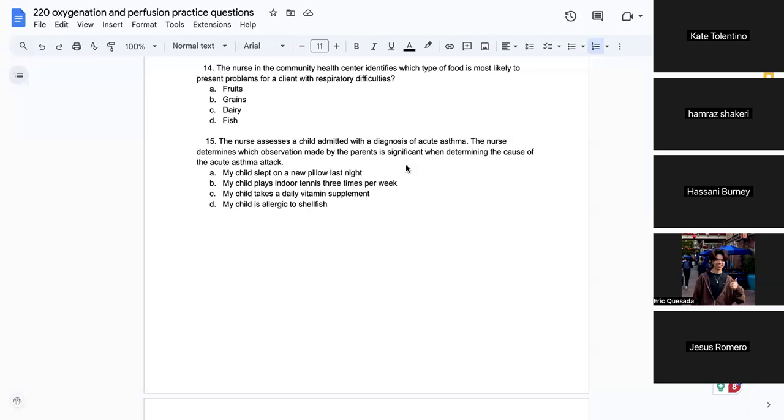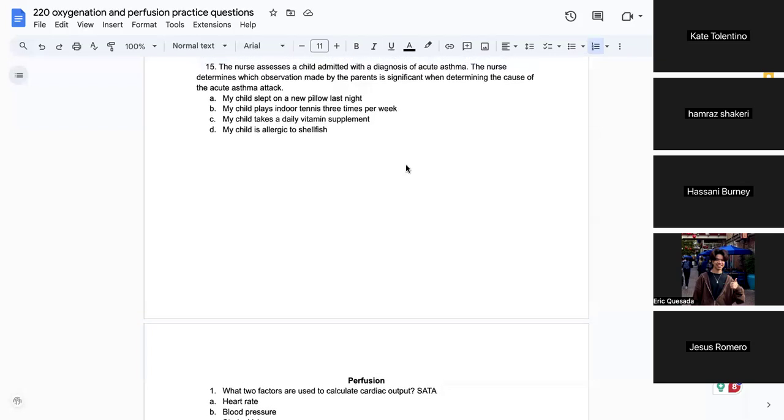All right, you guys are on track with this one. The answer is C, dairy. So we know that dairy products such as milk and cheese are mucus producing. So this may cause problems for people with respiratory difficulties since it can cause extra secretions or thicken secretions that are already there.